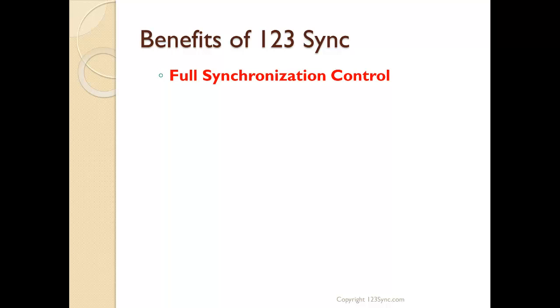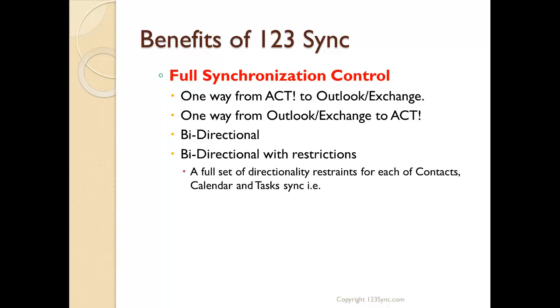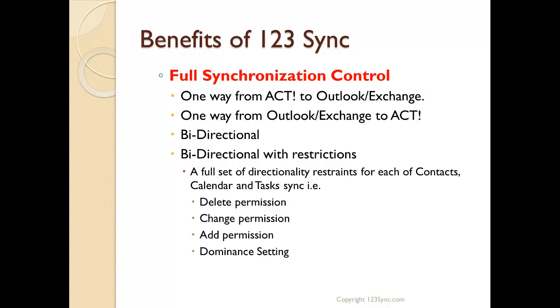123 Sync provides full synchronization control. Can go one way from ACT to Outlook Exchange, one way from Outlook Exchange to ACT. It can be bi-directional. It can be bi-directional with restrictions. A full set of directionality restraints are available for contacts, calendar, and task sync, i.e. you can have delete permissions enabled, change permissions, or add permissions, as well as a dominance setting. If there's a modification in ACT in Outlook, you can state which one is going to win.